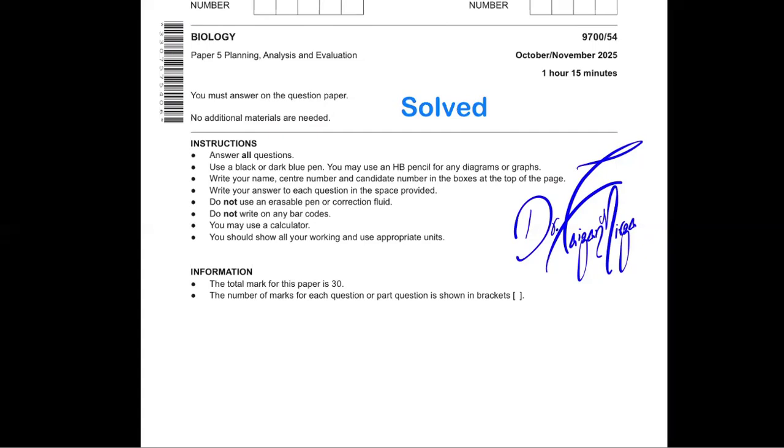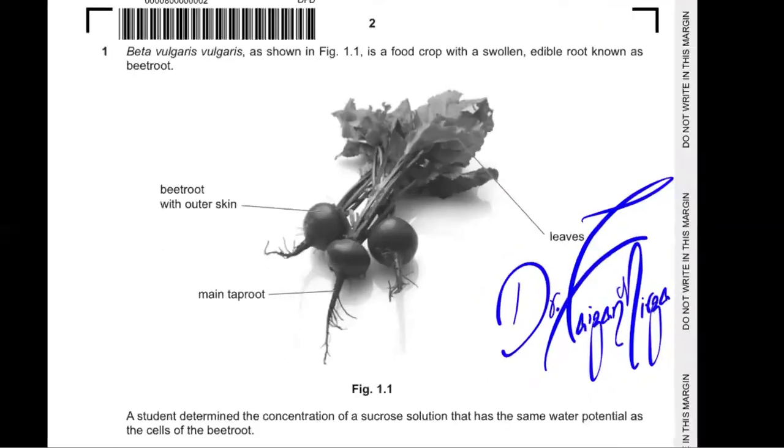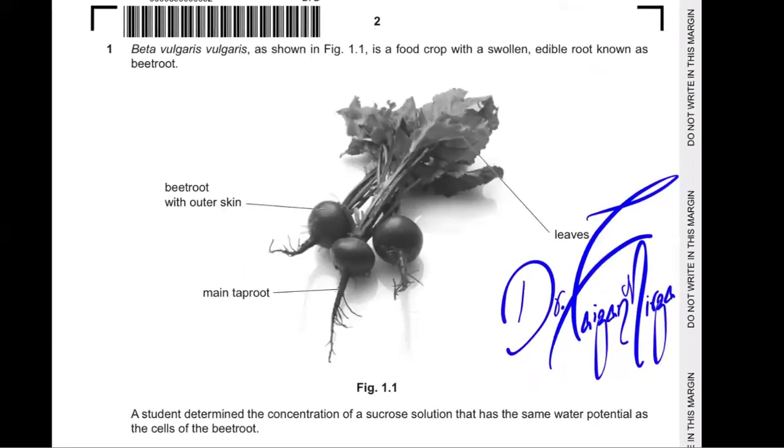In this video, I'm discussing the October-November paper 5 variant 4. Let's get on with it. The paper deals with a question where they have given you a beetroot, an edible vegetable, with the outer skin and all. If you slice through it, it gives out all the red pigment, and it has leaves as well. Then there's a main taproot.